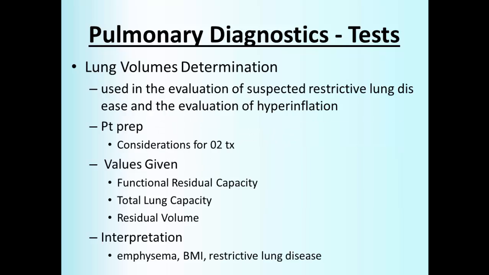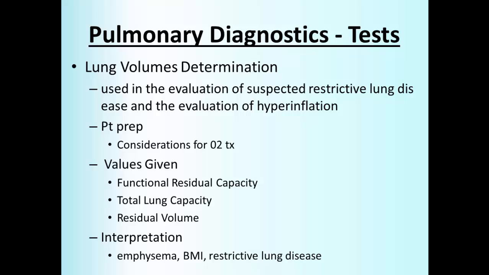The next test we're going to talk about is the lung volumes determination, which is used in the evaluation of suspected restrictive lung disease and the evaluation of hyperinflation. If patients use supplementary oxygen just prior to a nitrogen washout test, it may cause an underestimation of the FRC unless the initial exhaled nitrogen is considered in the calculations. So just keep in mind that if they're using oxygen, they need to consider what the effects of that will be on it.